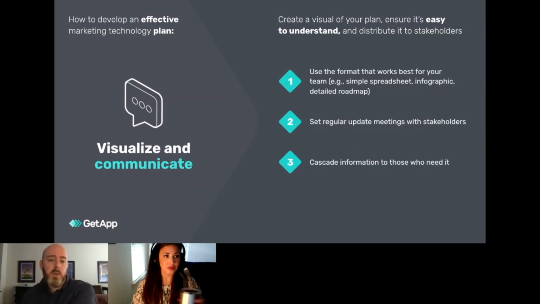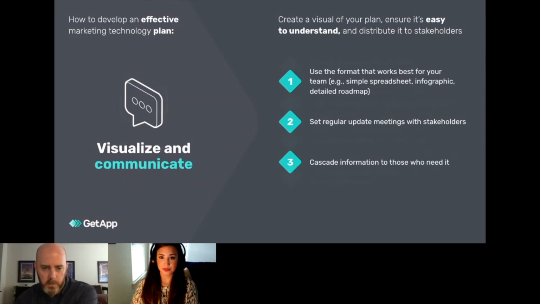If you're doing a really complex multi-tool rollout, you might spring for some detailed roadmap software. This might make it easier just to see everything in one place, keep it all down on paper, so to speak. As you're rolling these out, set regular update meetings with stakeholders, just to give an idea of whether you're hitting any roadblocks, if you need to make any changes to dates or whatever as you're going along, and be sure to cascade information to those who need it. It's better to over-communicate with your teams than it is to under-communicate, and you will find more success the more you communicate with your teams.